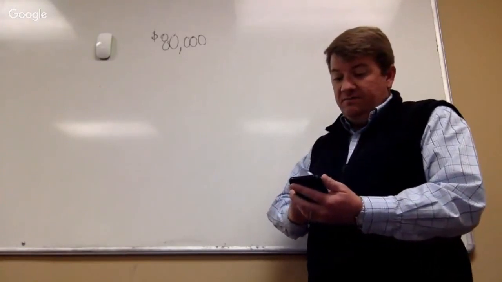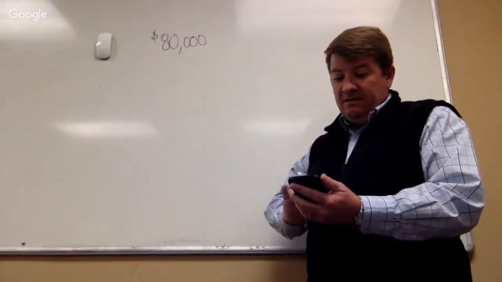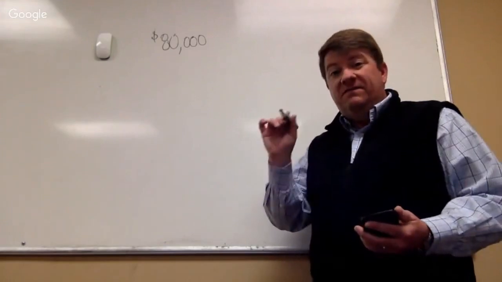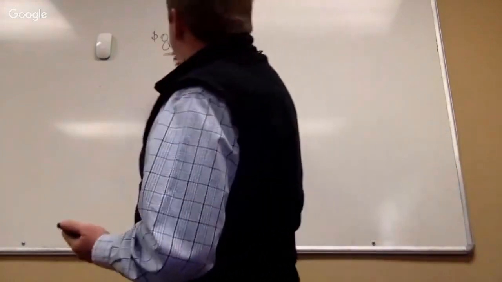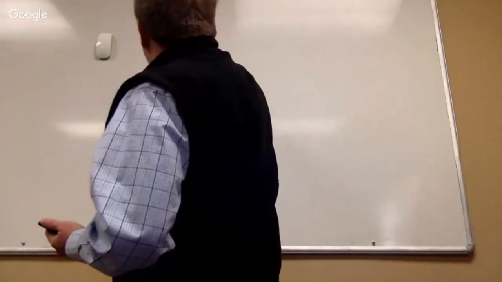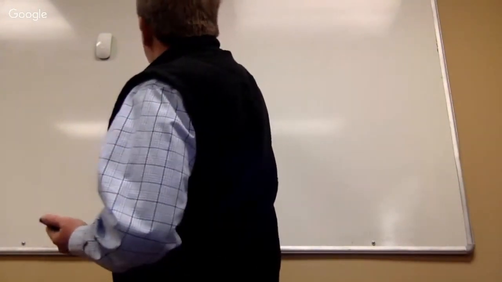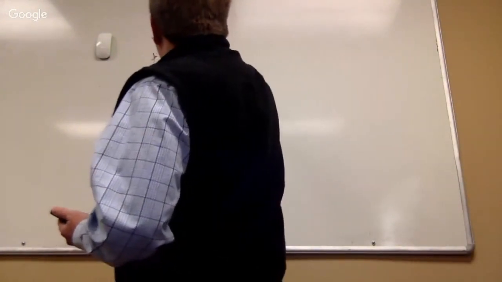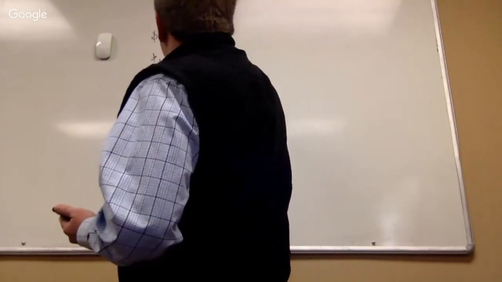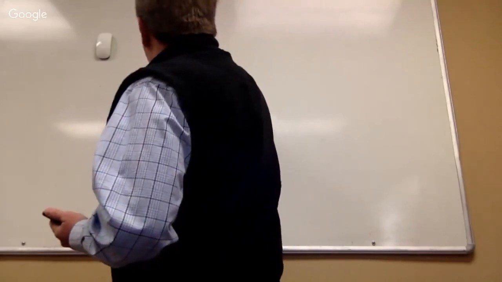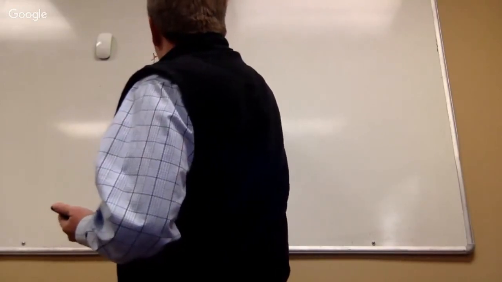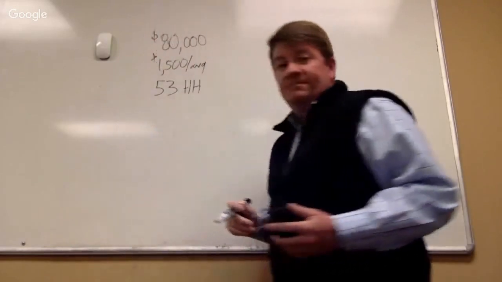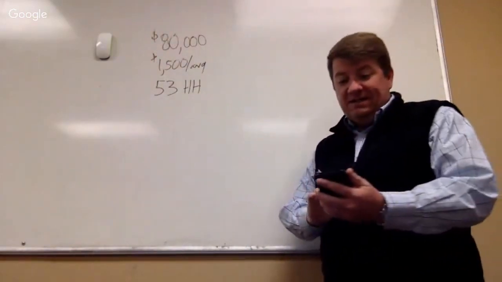So all you do is take 80,000 divided by 1,500. So that's 53 households. Okay. All right, simple math, right? That's about as hard as it gets.